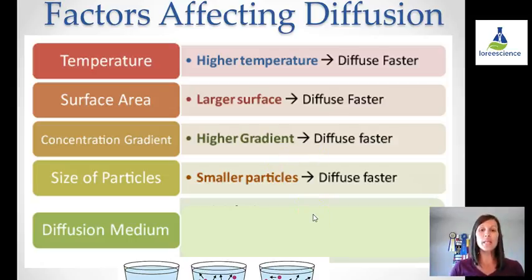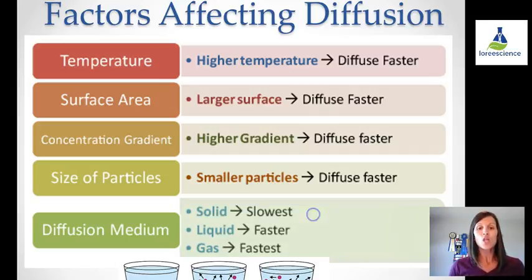Next is the actual diffusion medium. When I say medium, I'm talking about whether it is a solid, a liquid, or a gas. A solid is going to have the slowest diffusion because the particles are all very tightly packed and there's not a lot of wiggle room or space in between them for something to diffuse. If you think about a liquid, those particles are moving past one another. There's a little bit more space and things can more readily diffuse or spread out within them. In a gas, there is a lot of space in between all of those particles. Therefore, other molecules can easily spread in between them and diffuse faster.